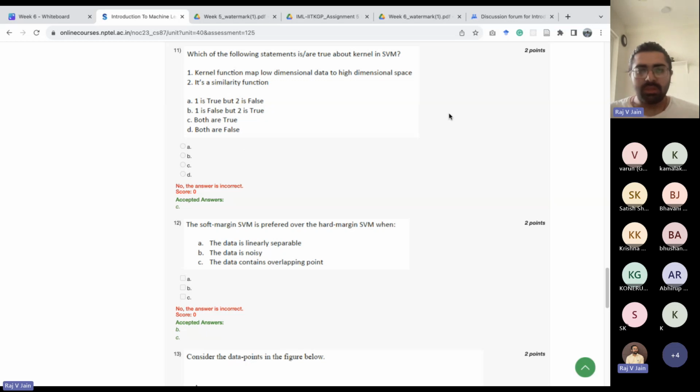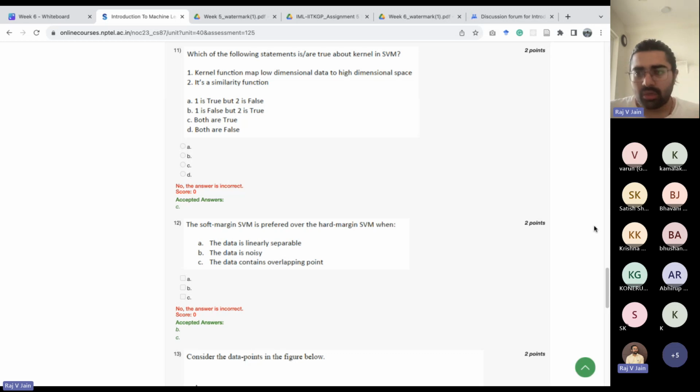Coming back to question 11. Again, this is about kernels. What is true about kernel in SVM? Both points are true, as we discussed. Kernel functions map the low dimensional data to a high dimensional space, and it's a similarity function, because it does a dot product in that space, and dot product is generally used as a similarity measure. So both 1 and 2 are true. That is C. C is the answer.